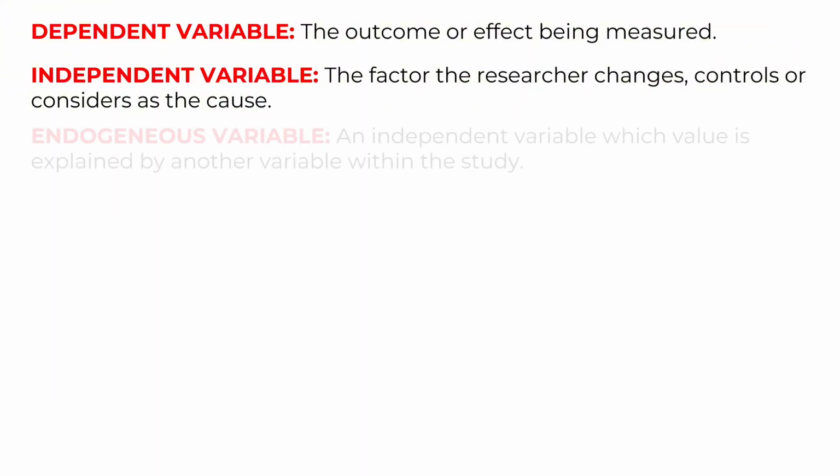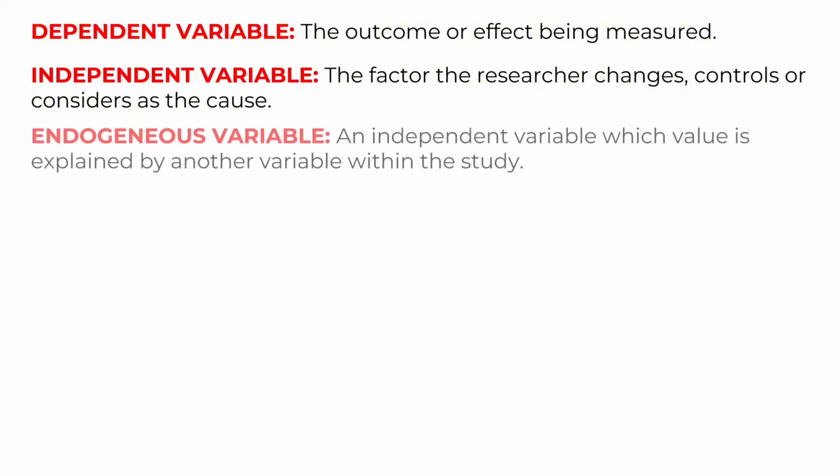Endogenous variable. It's an independent variable whose value is explained by another variable within the study. So, for instance, you have some factors influencing social media usage, and social media usage affects productivity. So, in the real sense, you think about having two independent variables, but once you have a factor influencing the value of social media usage, it is no longer an independent variable, it becomes an endogenous variable.